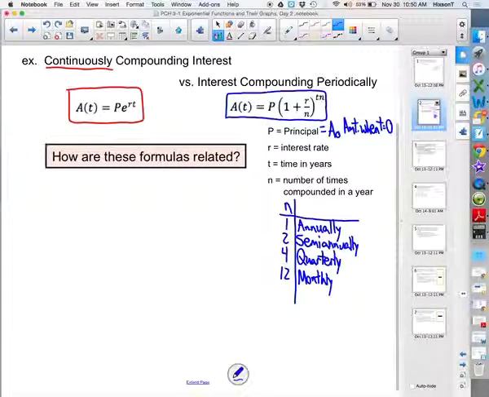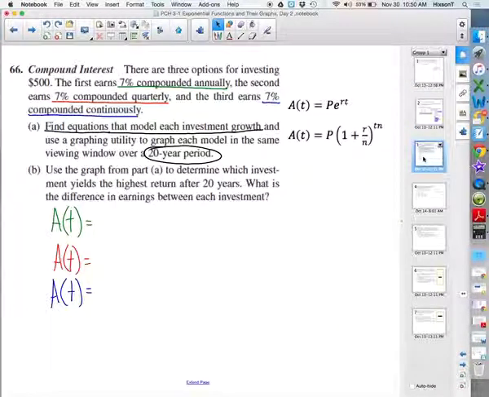All right, so those are our different values of n. Those are terms that you should be familiar with. So let's real quickly use these to do part of this problem. We're just going to do part A.